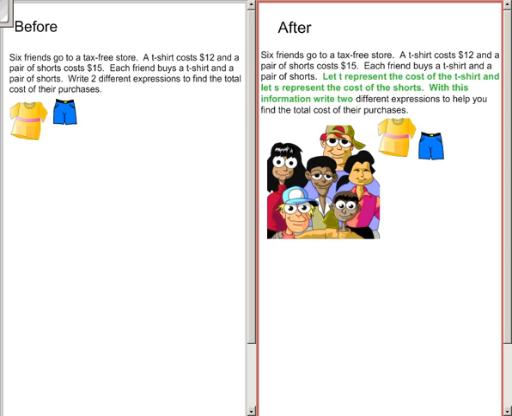In the after slide, we put in a few things. We added in 6 people, which is a nice visual. We also added a sentence with a let statement, T representing the cost of the t-shirts and S representing the cost of the shorts, so that they could figure out the 2 different expressions for the cost of the purchases.